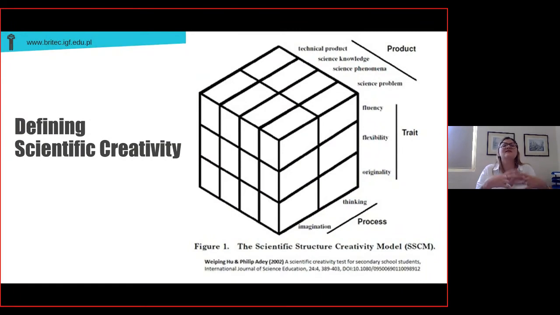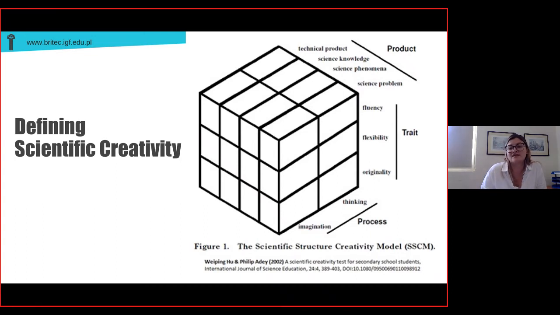Another important thing to keep in mind is what we understand by scientific creativity. Although we use the term very often, it's very important to define it clearly. And I personally really like this definition provided by Hu and Adey, which is more like a matrix, so it's much more flexible to use. And basically what Hu and Adey are telling us through this matrix is that scientific creativity is really a relationship between three different aspects. So we have the product aspect, where you produce something as a result, and this could be a technical product, such as a model. It could be scientific knowledge that the students identify, or phenomena that the students identify, but it can also be the identification of a problem.